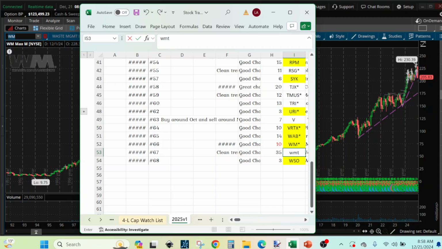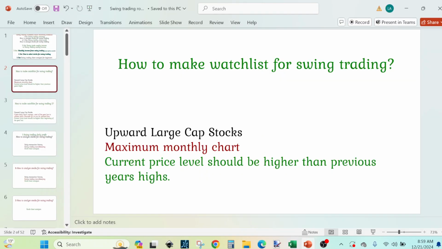So that is pretty much the first filtration using the maximum monthly chart and making sure the price is higher than previous year highs, and we only found a few that didn't meet that requirement and eliminated them. And from our watch list, we still have this here. So we are going to move to the next step with this list in the next video.